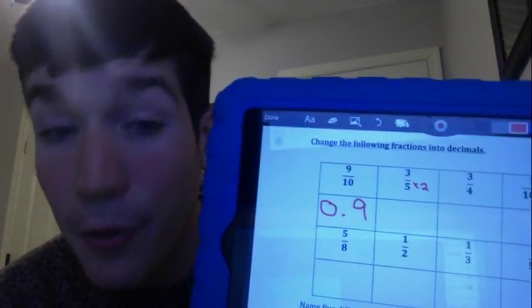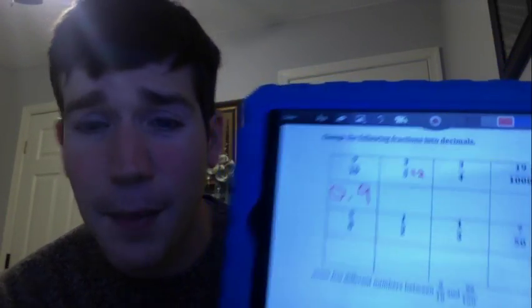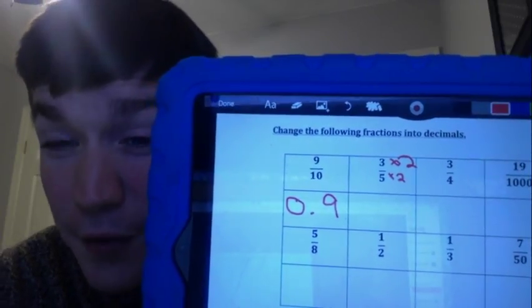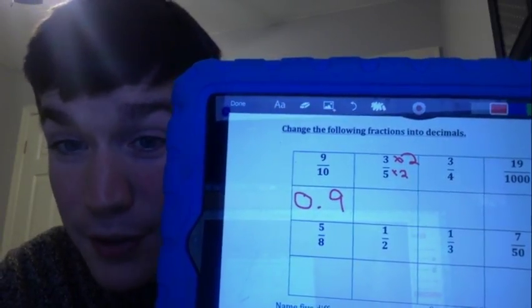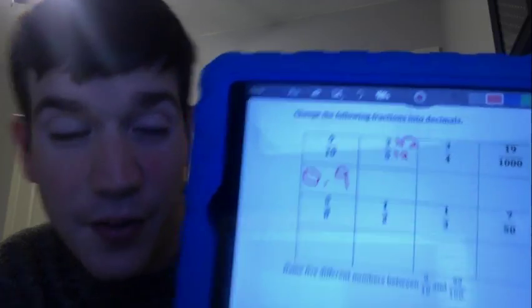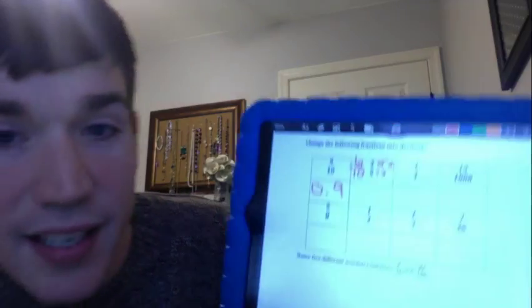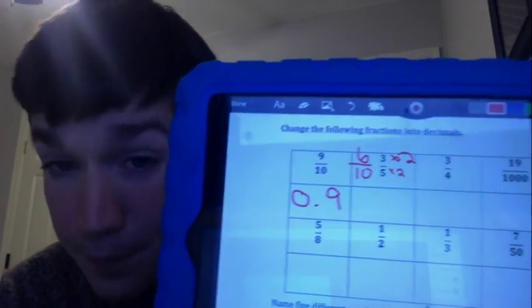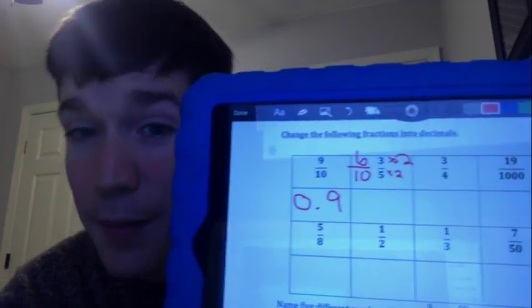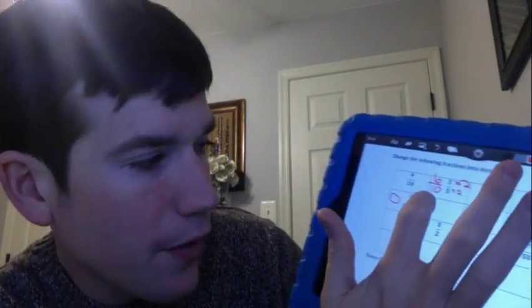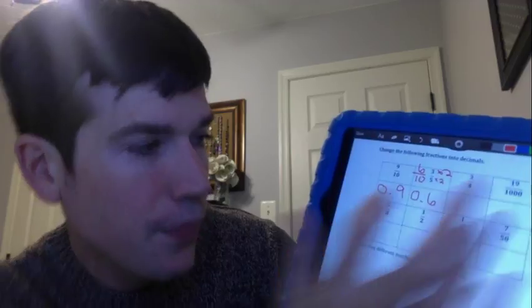One way we're going to do that is take that 5 and multiply by 2. And remember, whatever we do to the bottom of the fraction, we must do to the top of the fraction. So we're going to multiply the top of the fraction by 2 as well. So we have 3/5, and if we multiply both of those by 2, 3/5 is the same exact thing as 6/10. Now that we have a 10 in our denominator, we can easily write that as a decimal. So 3/5 is equal to 6/10, or 0.6.